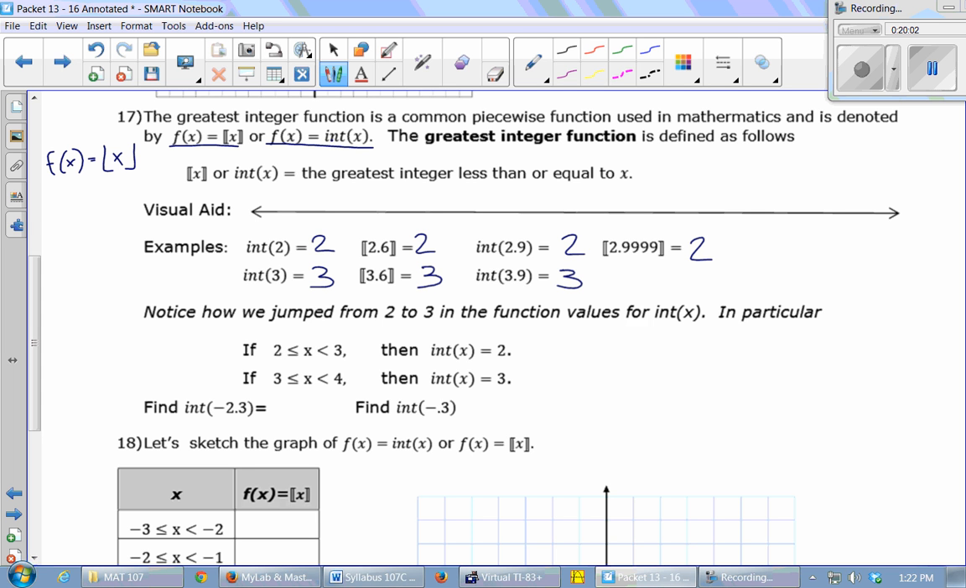So notice how you jump from 2 to 3 in the function values, right? So my input 2, 2.6, 2.9, 2.9999999, those all give outputs of 2, and then we make a jump. When you go to 3, an input of 3, you start getting outputs of 3. And the jump happens at 3.